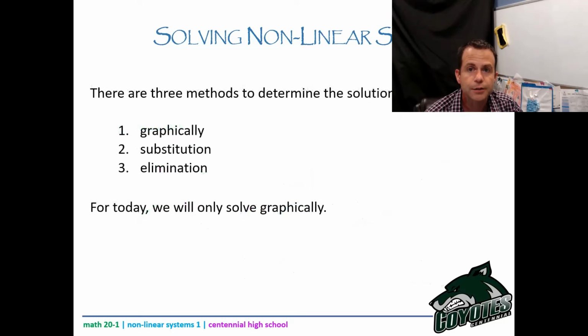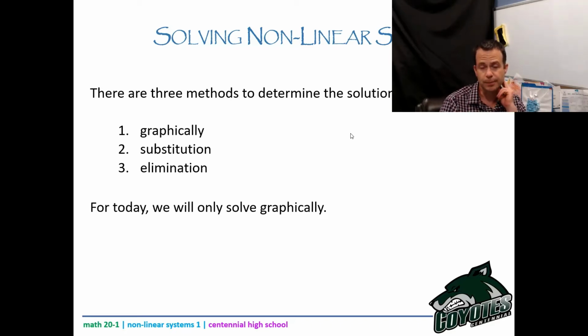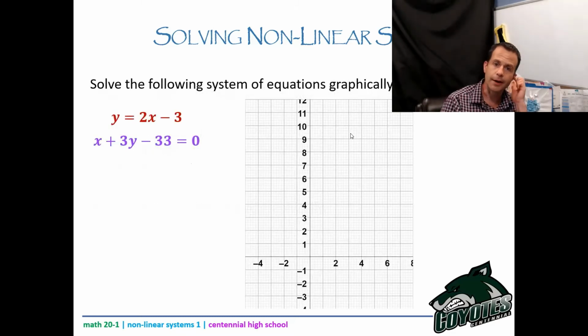All right, so I just said this, but there are three methods to determine the solution to a system. We can do it by graphing, by substitution, or by elimination. Today, we're just going to focus on graphing. And like I said earlier, we will focus on graphing by hand and graphing by calculator. Tomorrow, in the next lesson, we will get into substitution and elimination. Okay. All right, so solve the following system of equations graphically.